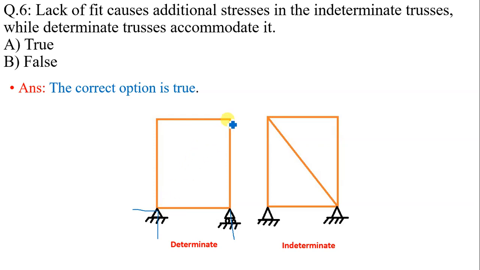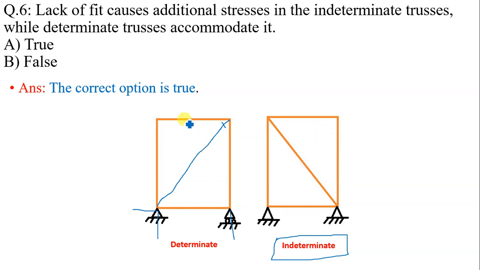Now suppose this member is short in length during fabrication, so the fabricator fixes it forcefully. But since the structure is determinate, it can accommodate this forceful fixing of the member because the structure provides freedom. So it can be accommodated without developing additional stresses. But in case of an indeterminate structure like this in the second figure, having one more diagonal member, it will become indeterminate.